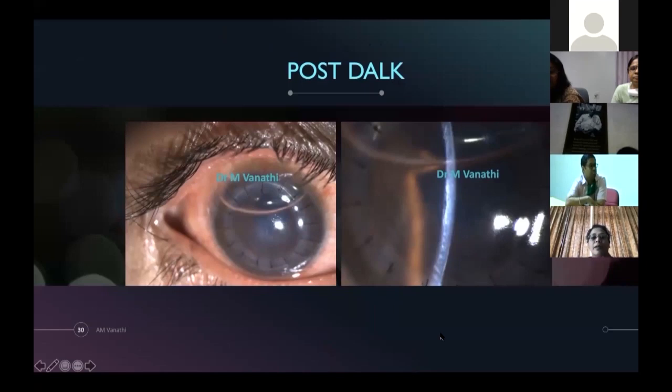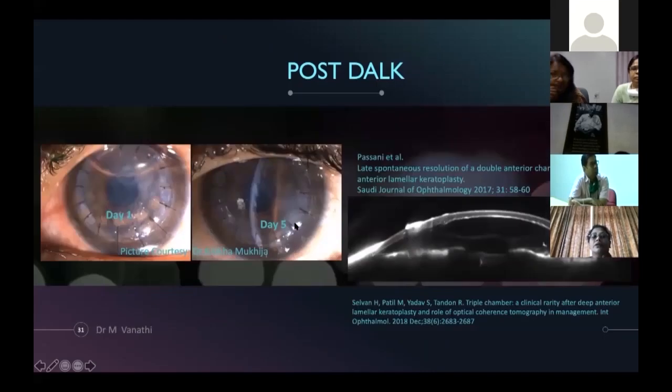In post-DALK immediate post-op patients, especially if they had perforations, this is one such patient in which the big bubble landed up in a perforation, but I was able to go ahead and finish the DALK here. And here you don't see so much of a double chamber, but this is one other patient done by my resident whom I had assisted, when she had ruptured during removal of the residual stroma bed here.